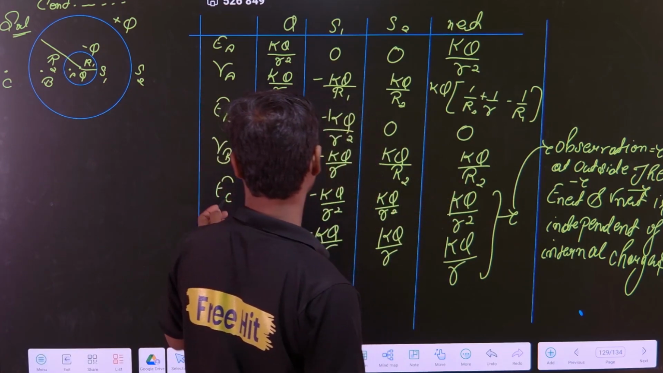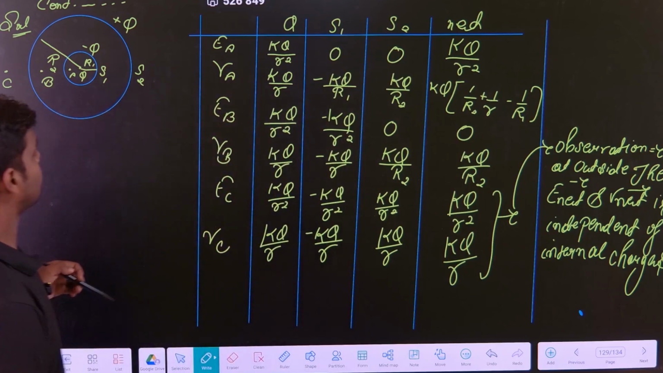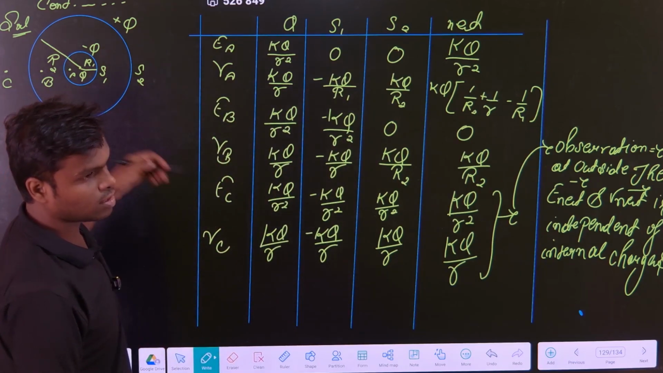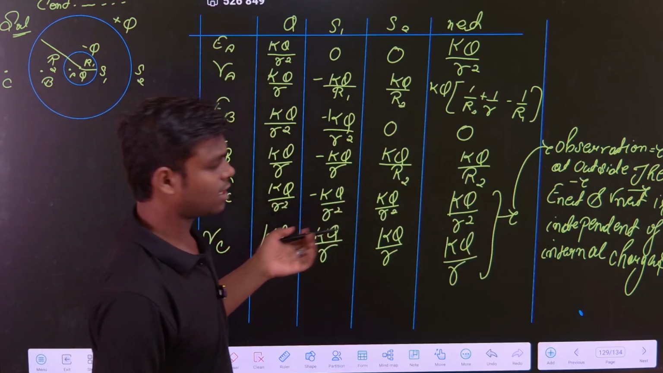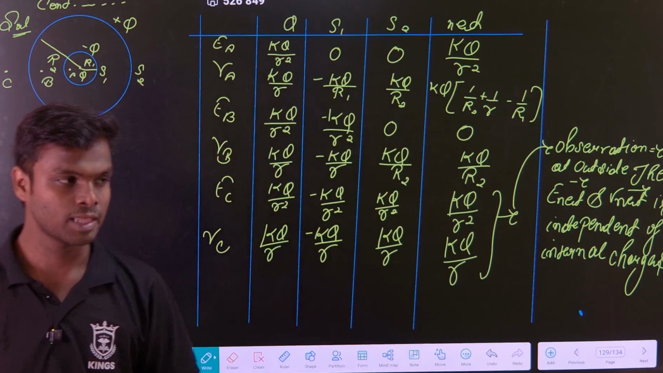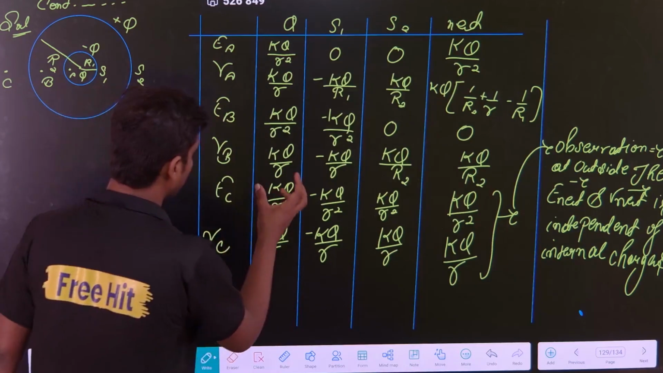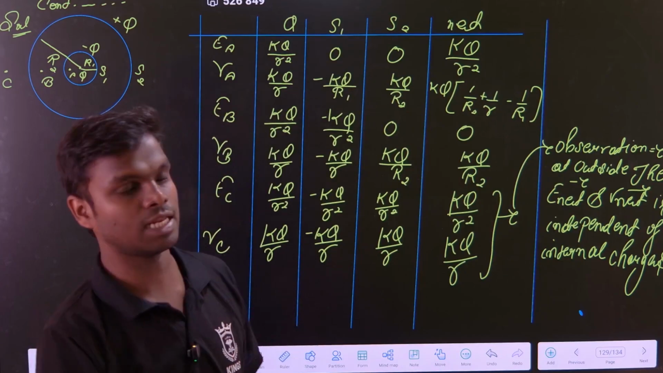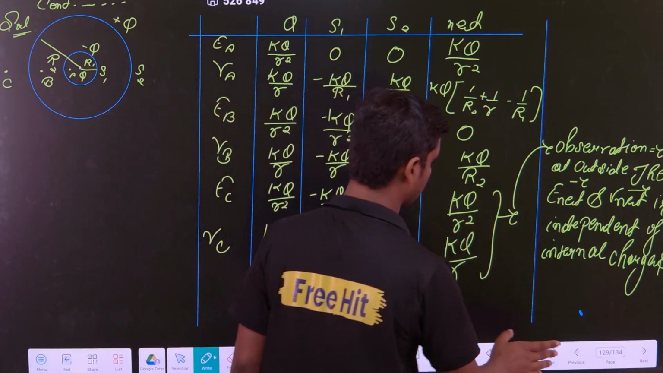Similarly, again come to the electric field at point C. How to calculate at point C? It is very simple. It is an outside point, so you can directly write kq by r square minus like that, because it is a general outside point, so there is no problem. Clear? So we have understood how to analyze the electric field and potential at any point, and if I give you any question you can now tell.